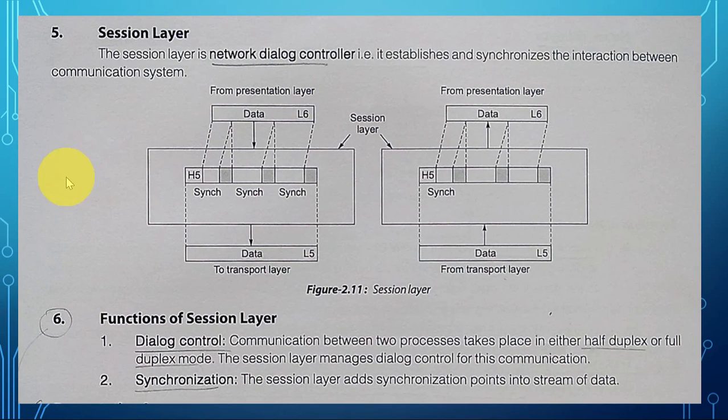Next is the session layer. The session layer is responsible for dialog control. Dialog control means deciding whether data communication will take place in half duplex, full duplex or simplex mode. It establishes and synchronizes the interaction between communicating systems. The functions of the session layer are dialog control and synchronization. The session layer adds synchronization points into the stream of data.